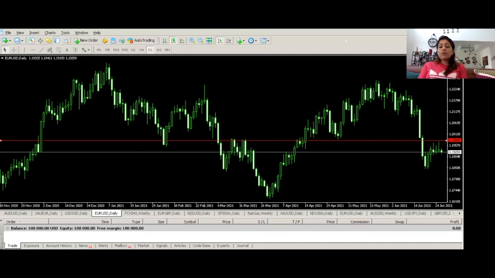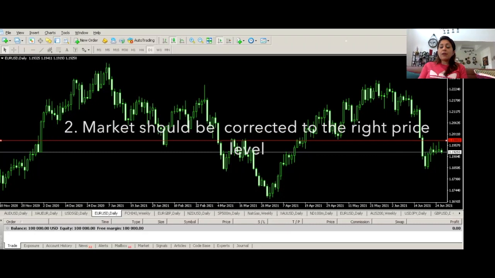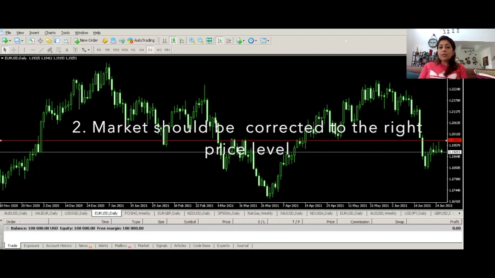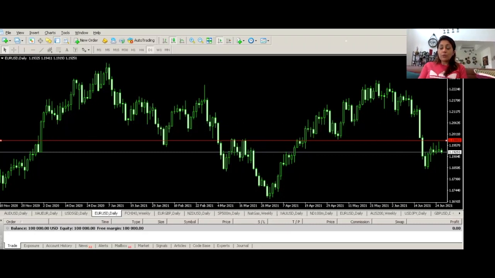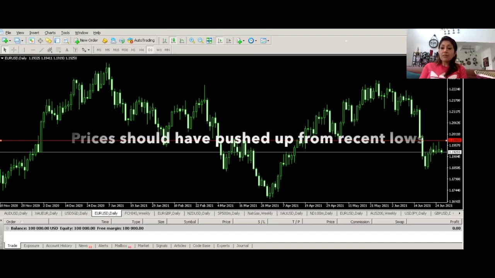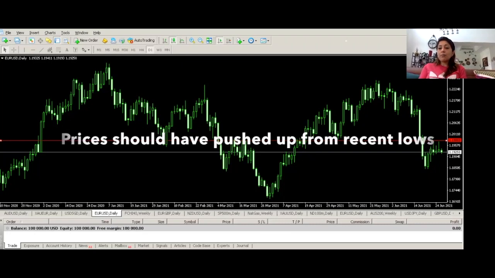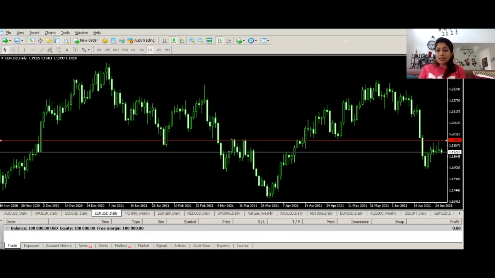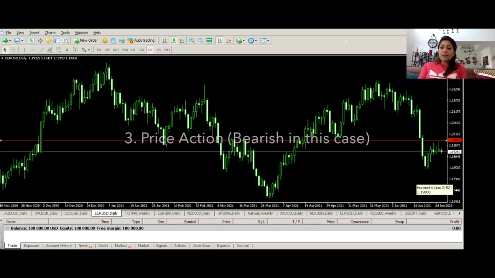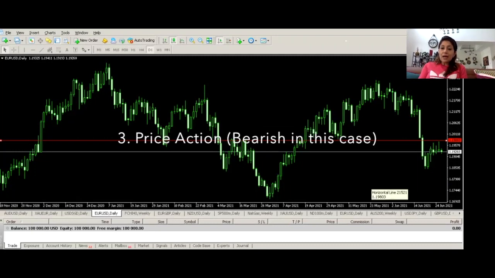The second thing which we look for is the right price level to sell. So in this case, when we are sellers, we look for prices to push up to a certain resistance level. And as we can see, the prices here have actually pushed up to this previous resistance level of 1980.